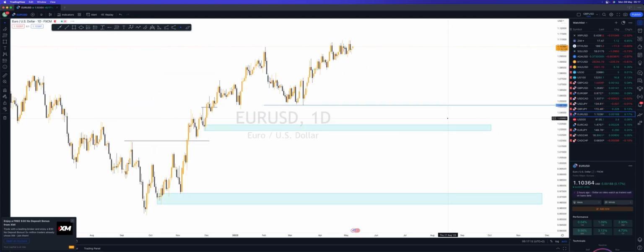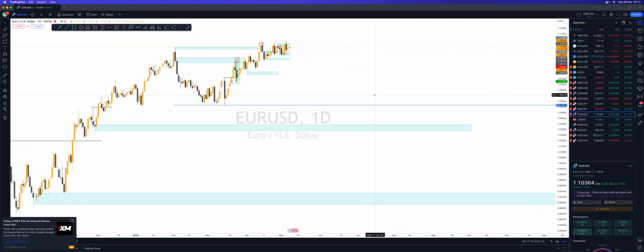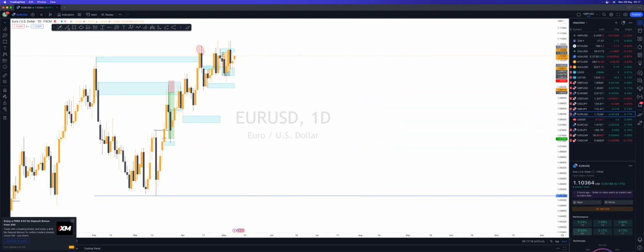Euro USD. Yeah, we do have almost like a double top that's formed here. This is on the daily. Nothing major that I'm looking at right now. The sell played out quite nicely. I'm going to wait for structure on a higher time frame. Let me quickly clean this up.